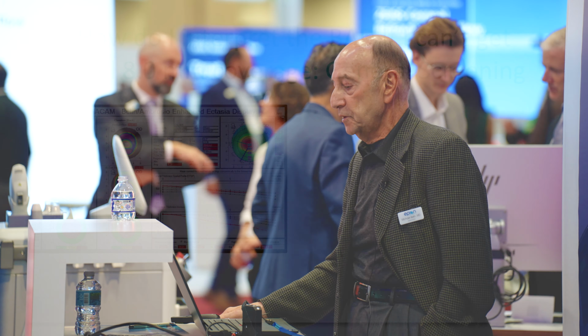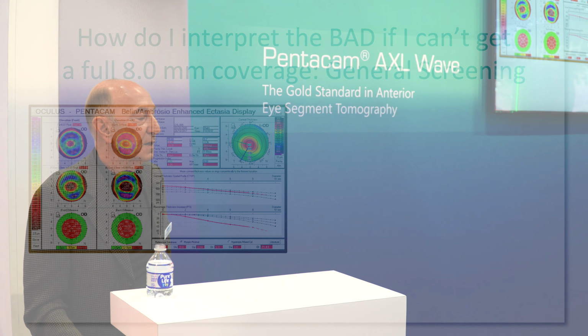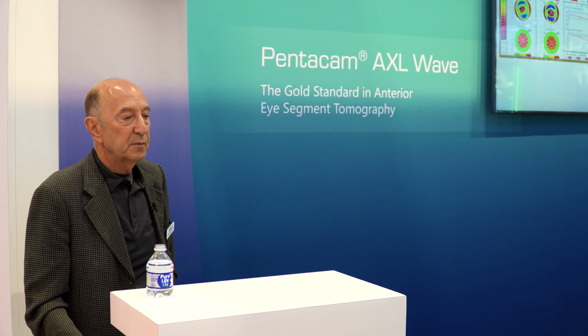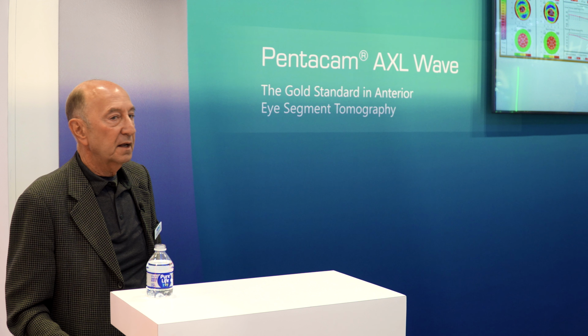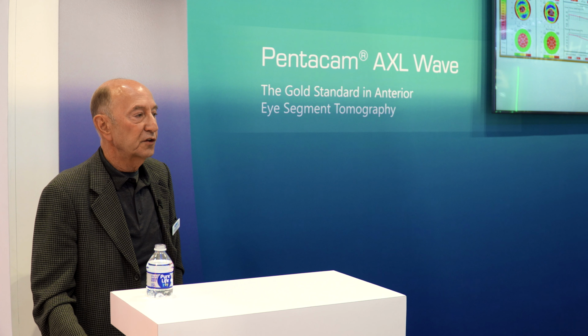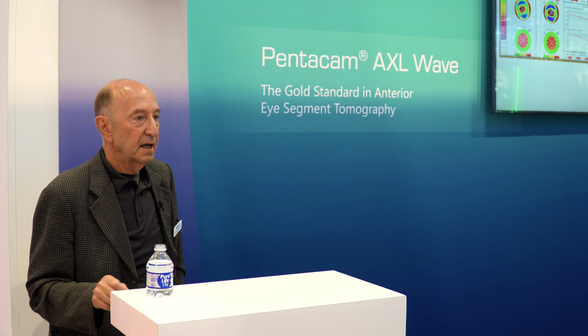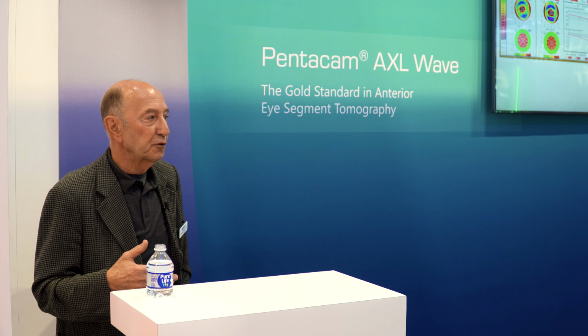So how do I interpret the BAD if I can't get 8 millimeters of coverage for general screening? Most of the time, you're going to be able to look at the BAD and know whether it's normal or not. But I've gotten some queries where the coverage was so small that the data on the left side is just not reliable.